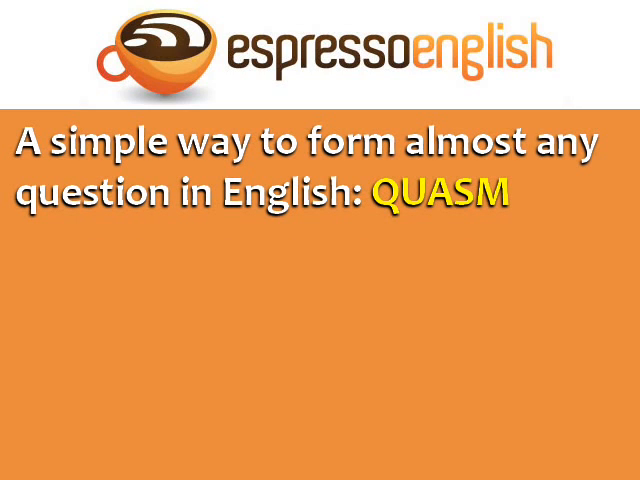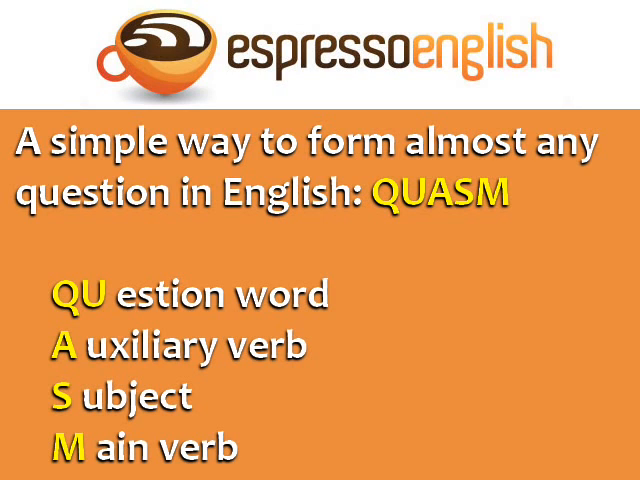Many students get confused with the word order in questions, but there's a simple way to form almost any question in English. Just follow this formula: question word, auxiliary verb, subject, main verb. This formula can be used for many tenses. Let's look at some examples.